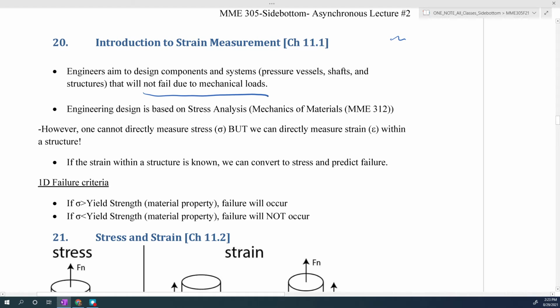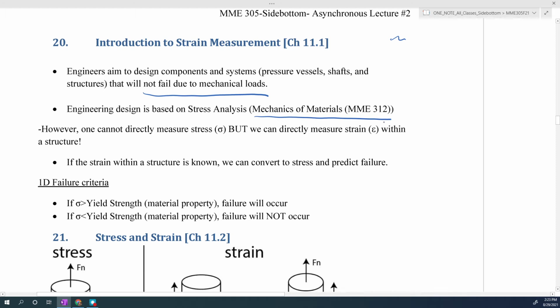analyses are based off of stress analysis, right? Stress analysis is introduced in MME 312, Mechanics of Materials. It's also talked about in Advanced Mechanics of Materials, and throughout a lot of courses. Talked a little bit about it in Material Science as well.